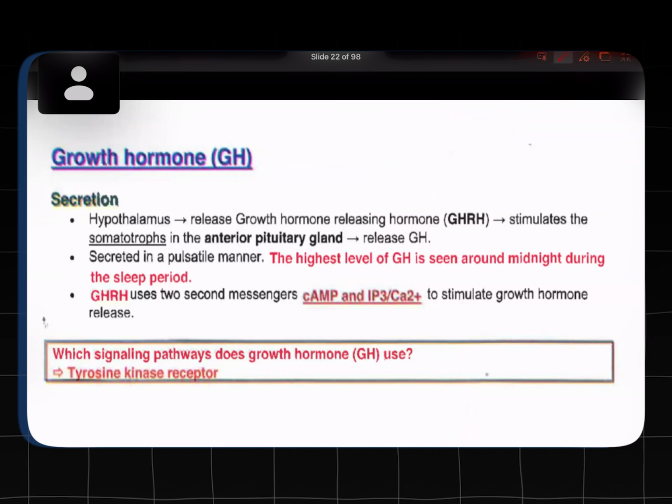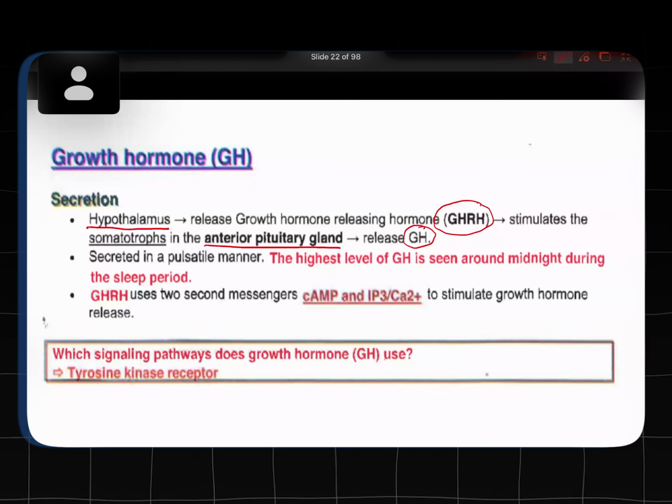Coming to the growth hormone, as we know, growth hormone is always secreted from the hypothalamus, which releases growth hormone releasing hormone, which stimulates the anterior pituitary gland, which releases the growth hormone. So vasopressin is also in the posterior pituitary, and this is from the anterior pituitary.